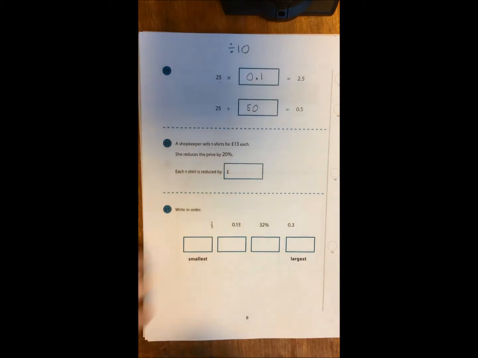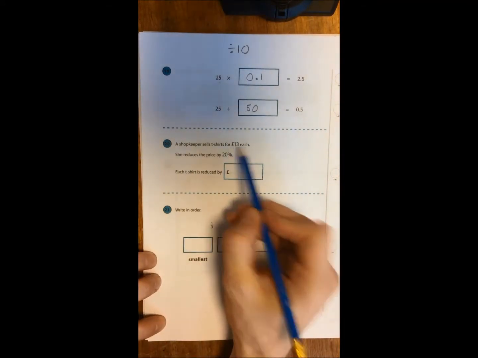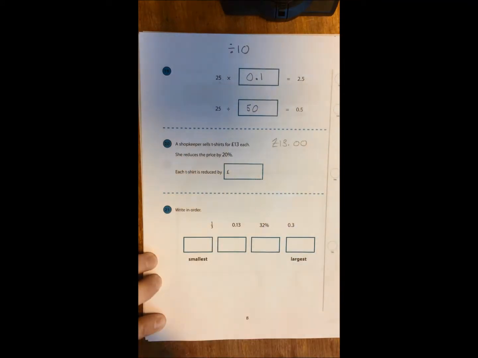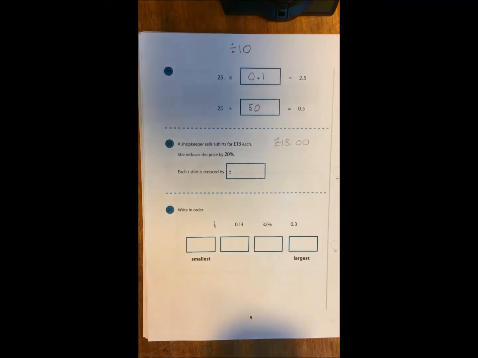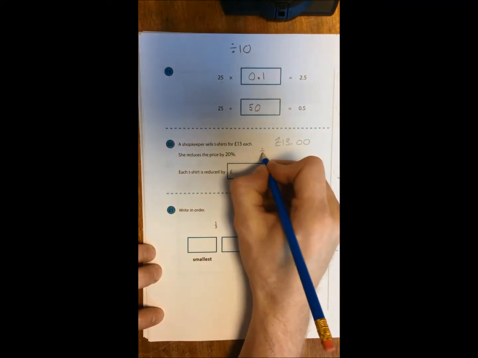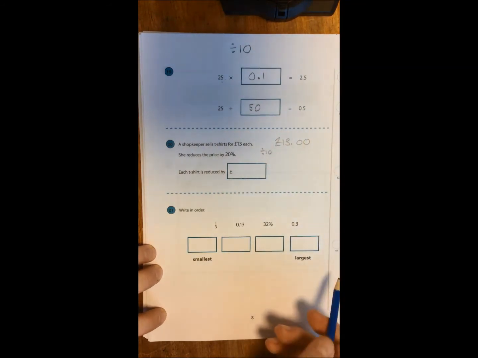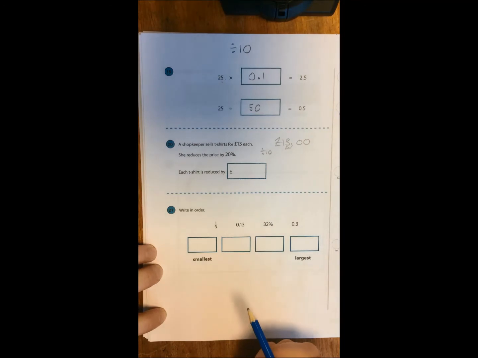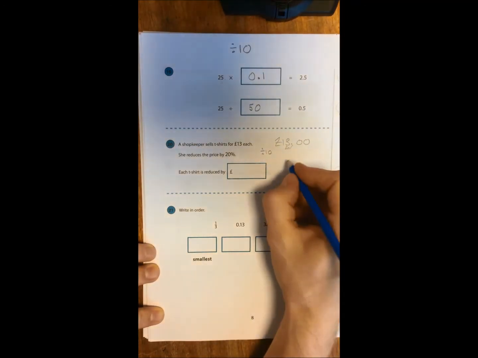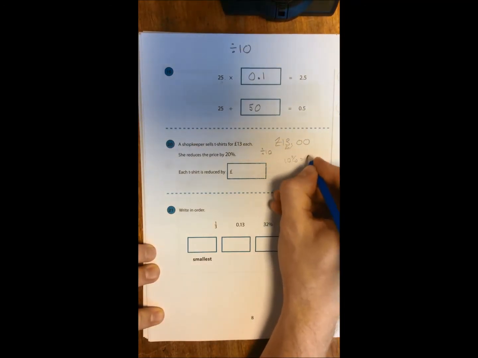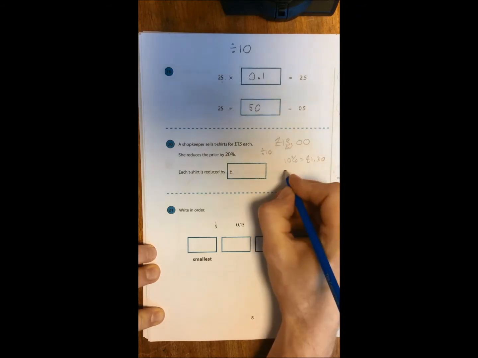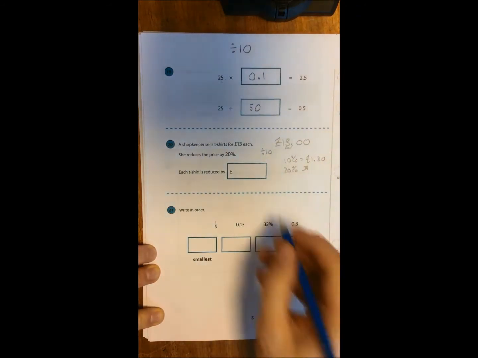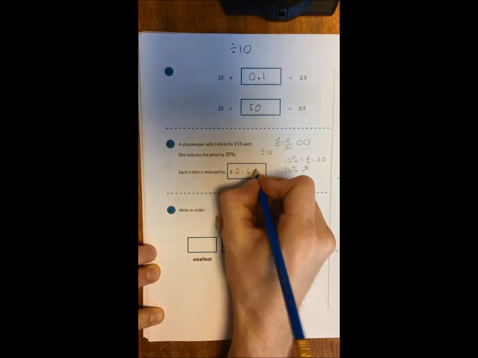On to a percent reduction question now. £13 for the t-shirt, and it's reduced by 20%. So the first thing we're going to do is divide by 10 to find 10%. So dividing by 10 shifts the numbers one place to the right. So 10% is £1.30. So 20% will be twice as much as that, 2 lots of 10%, which is £2.60.